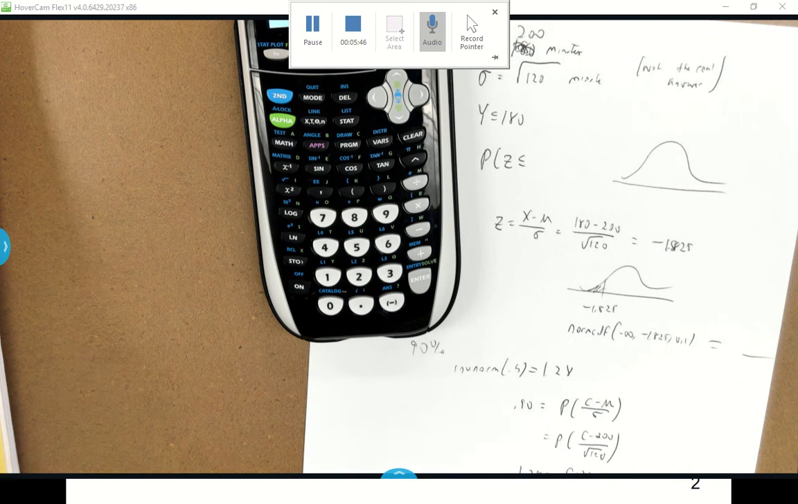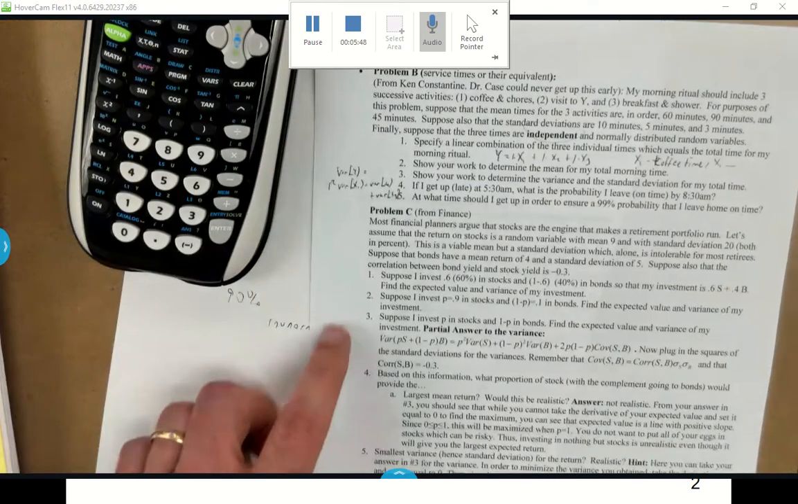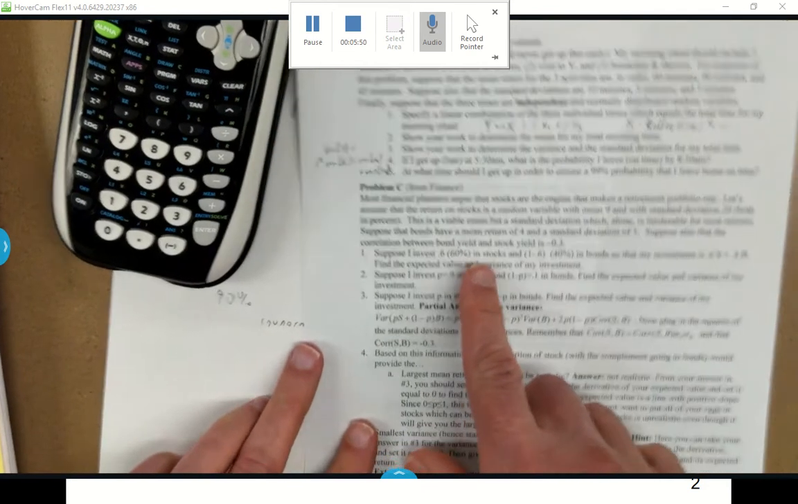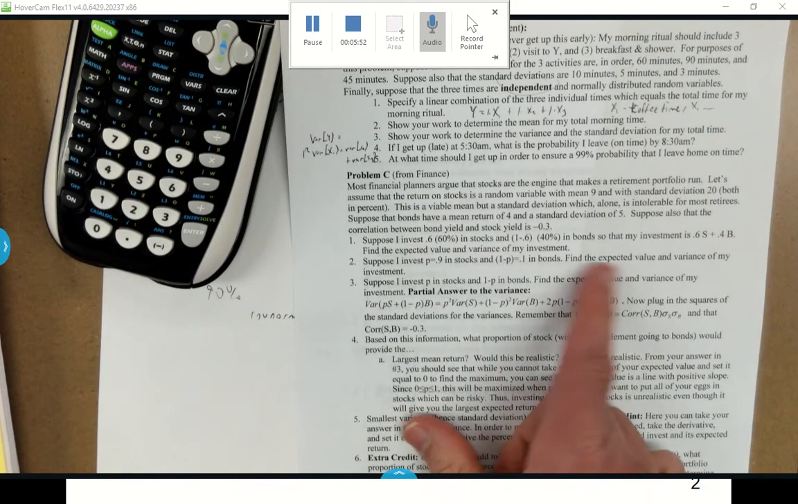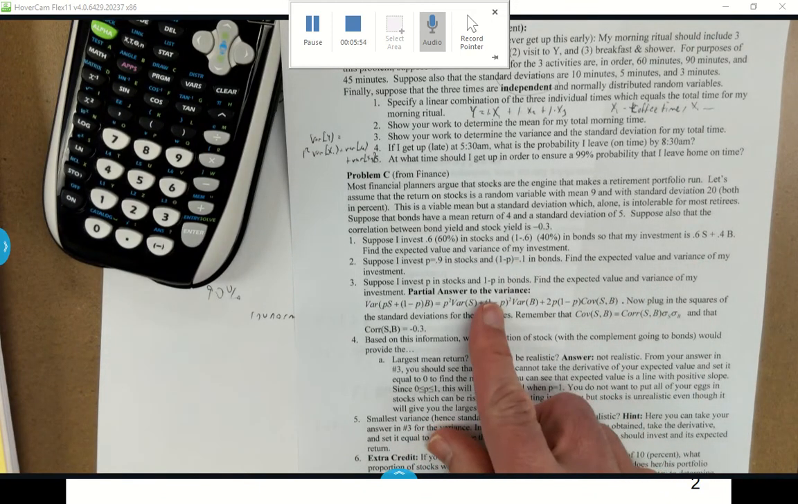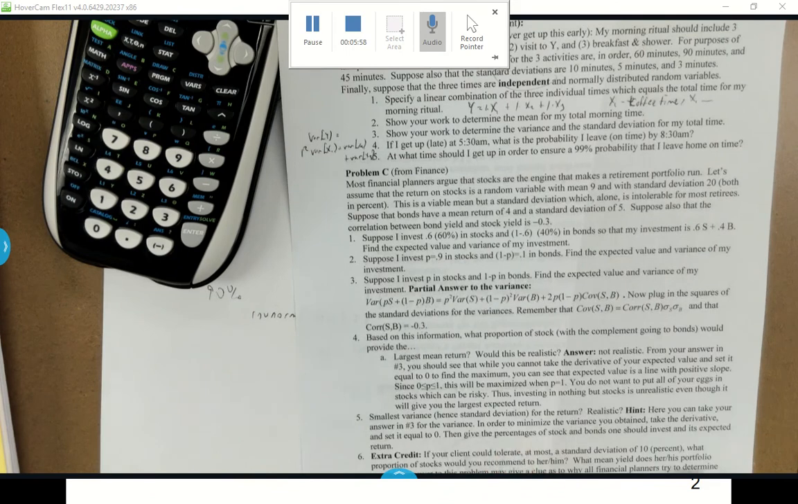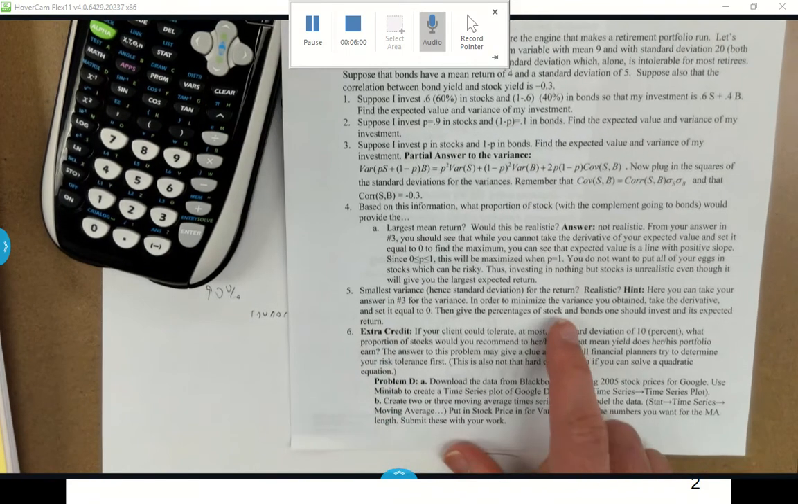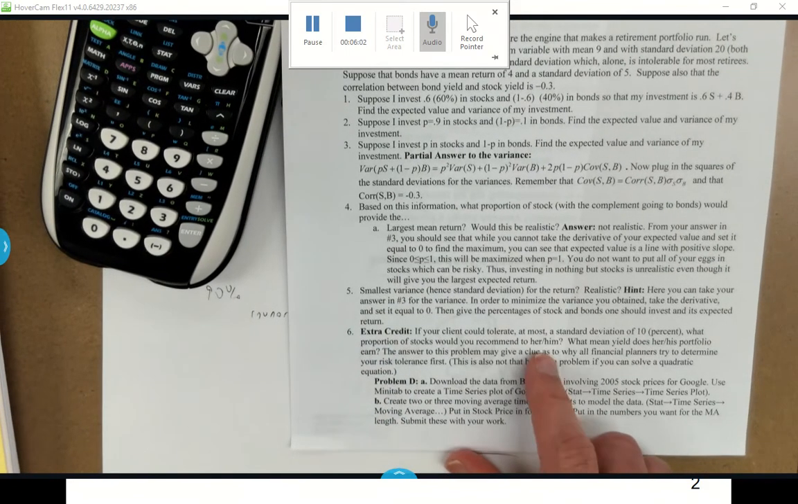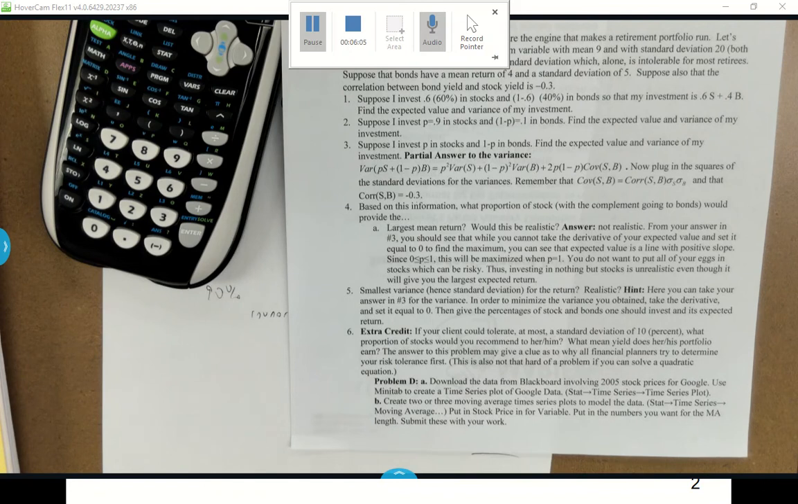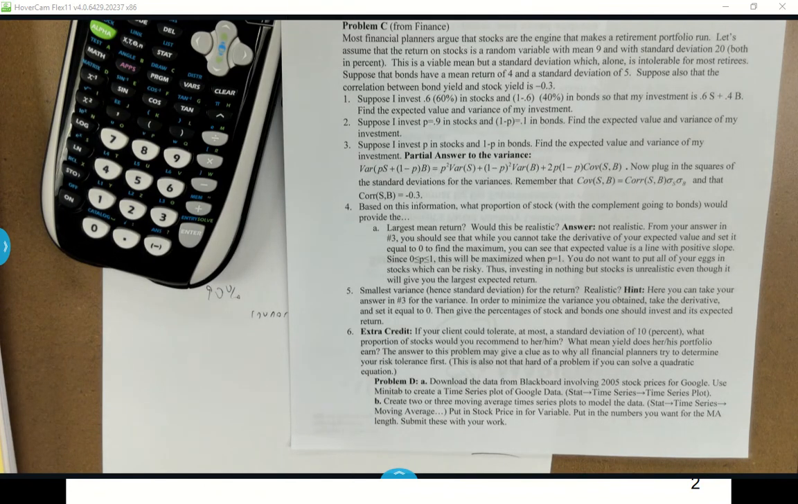For part C, problem C, suppose you invest 6%. You can just take the expected values of each one of those. You could use some calculus here, but I think you can probably get these without it. And this extra credit, man, that's almost like a gimme. It should really be a regular problem.